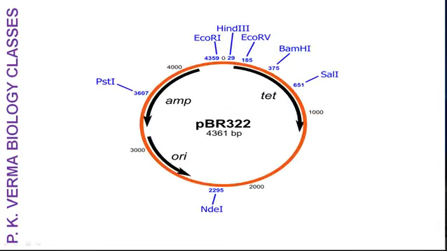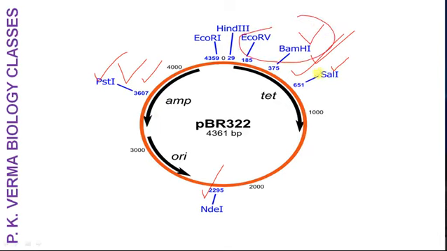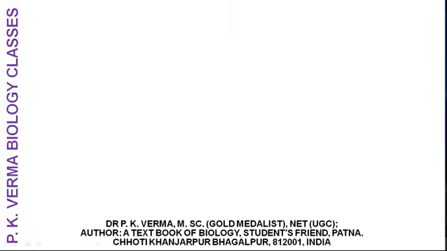Now see the structure of this pBR322. Ampicillin resistance gene is in this site and tetracycline resistance gene is in another site. You can see the labeling of enzymes that have restriction sites in this region. These are BamHI and SalI in the tetracycline region and PstI in the ampicillin region. PvuI also acts in this region.